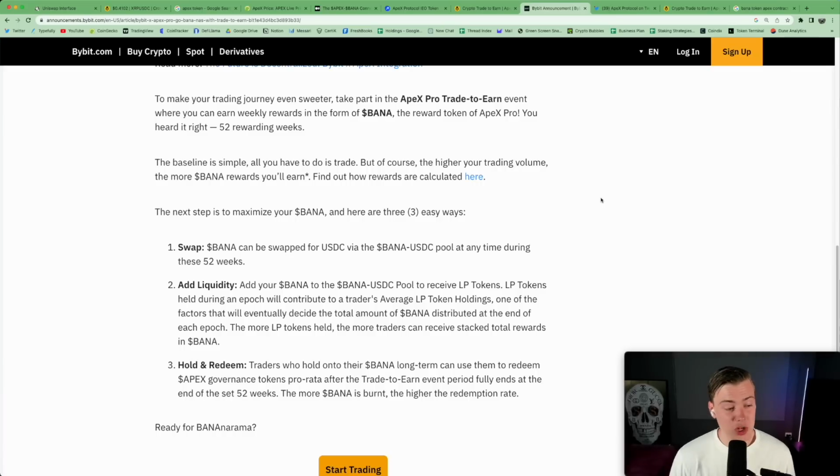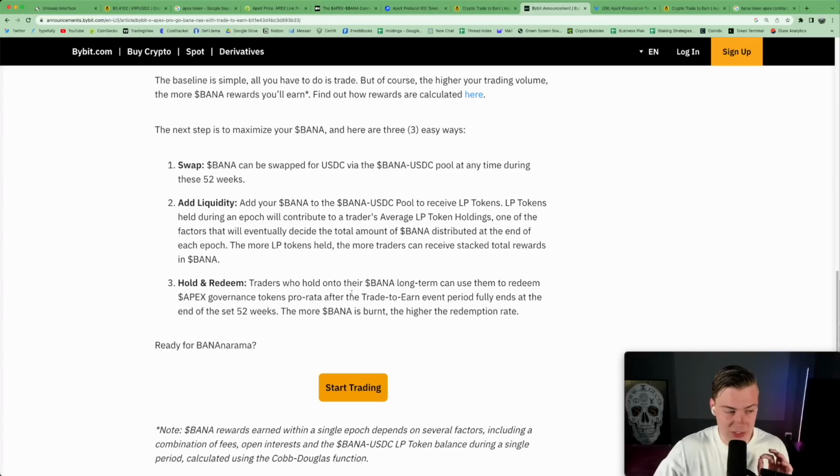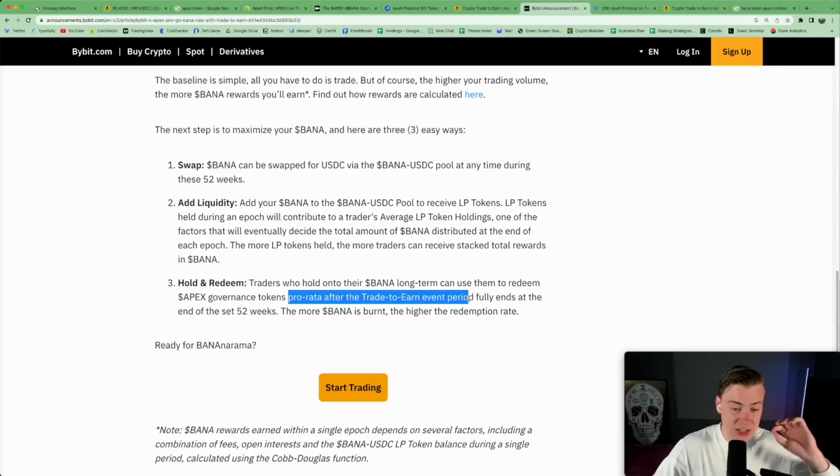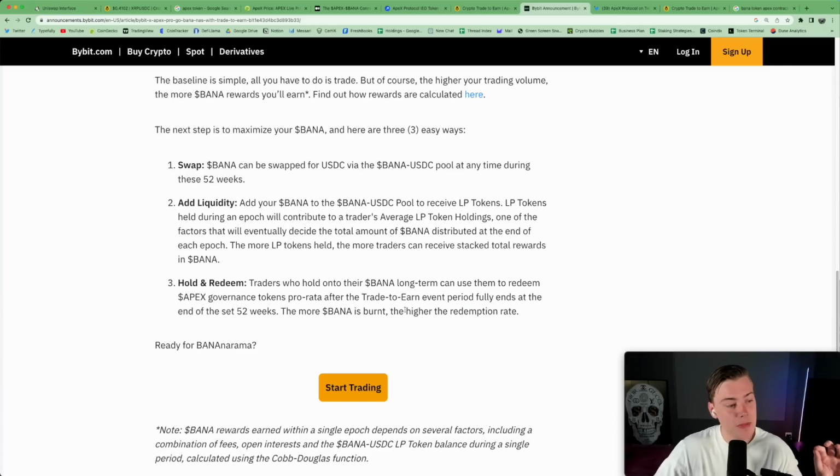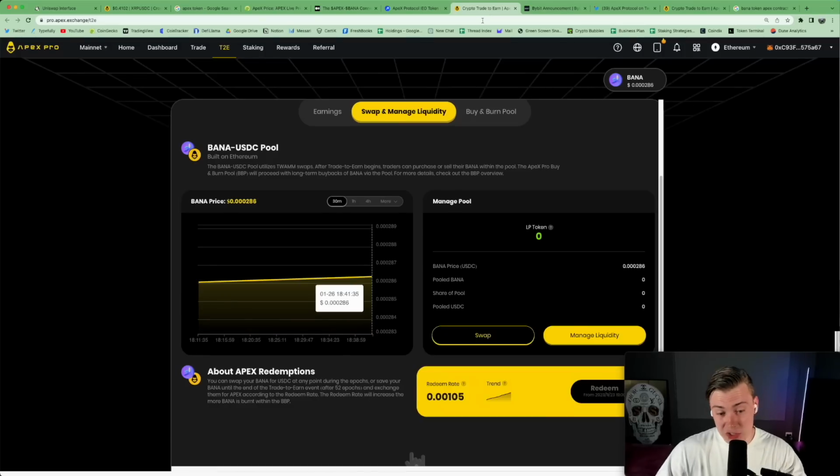You've got a third option of actually holding the tokens. So if you hold onto your BANA rewards long term, you can then use them to redeem Apex governance tokens pro rata after the trade to earn event period. So after the event fully ends at the end of this year, then what you can do is essentially swap them into the Apex token at the end of the period. And the longer you hold, the better rate you're going to get on that swap. And also, the more BANA burnt, the higher the redemption rate, as over time, Apex is going to be actually burning BANA tokens. So that's what you can do with the rewards from the Trade to Earn program.